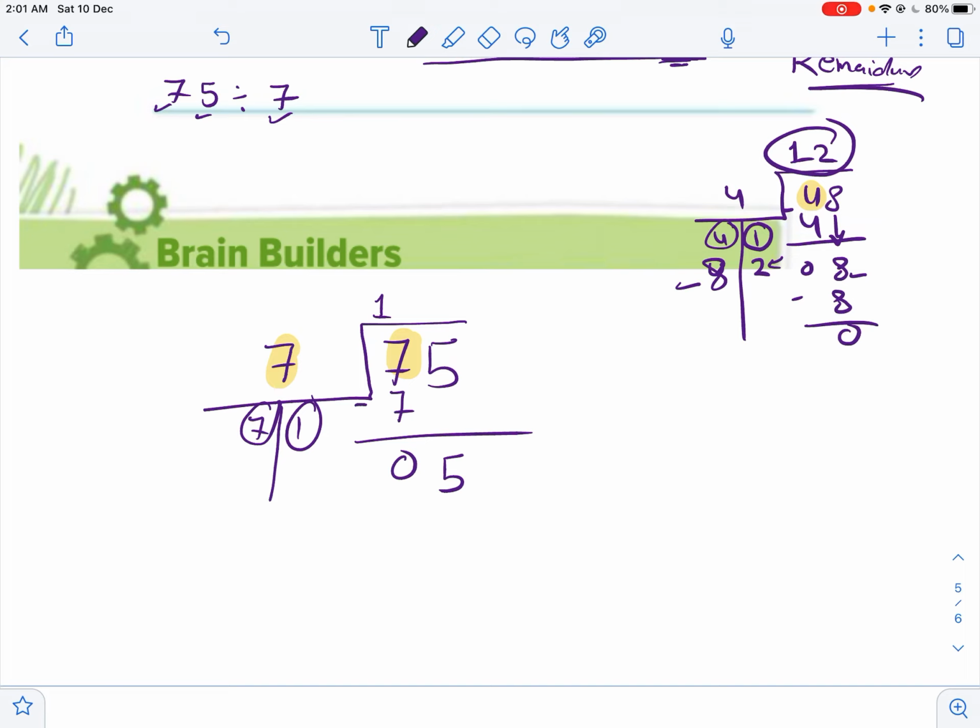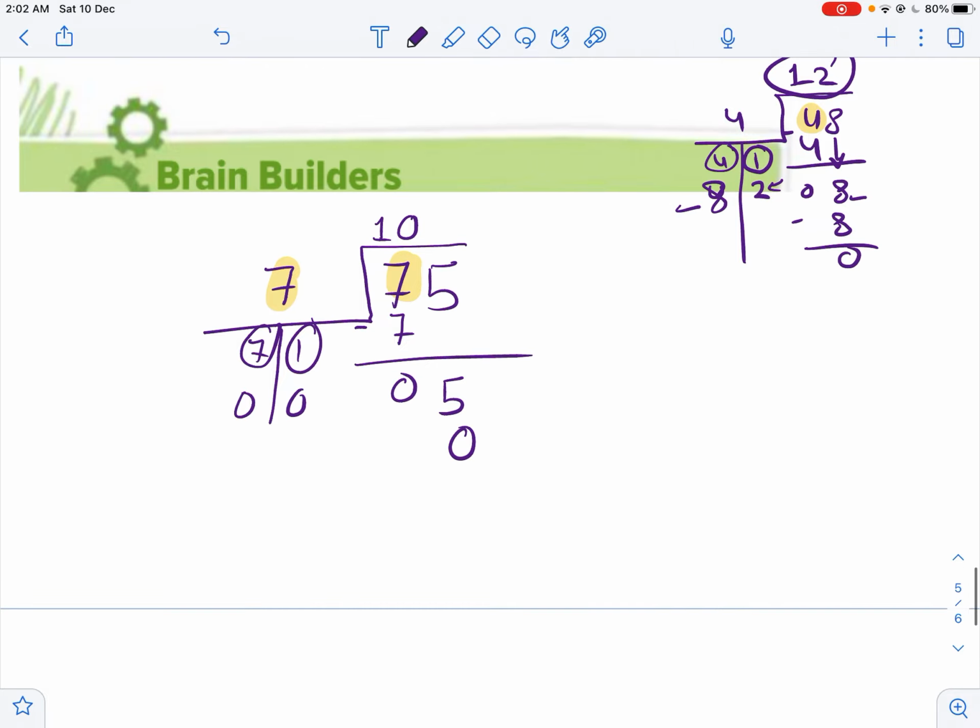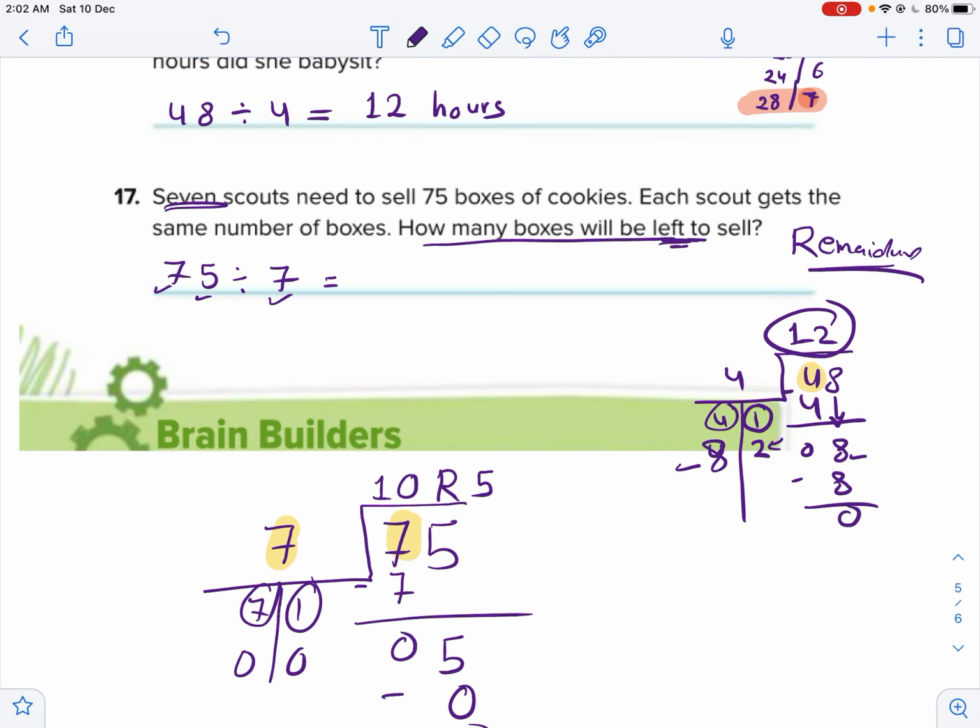So we can't find it from what? 0 times 7 is 0. So we will write here the 0, and also the hero is going to be a 0. Now we subtract. So here a 5. The 5 is smaller than the 7. We can't divide it, so it's going to be our remainder. So here the answer is 10. The remainder is 5. So how many boxes will be left to sell? The answer is 5 boxes.